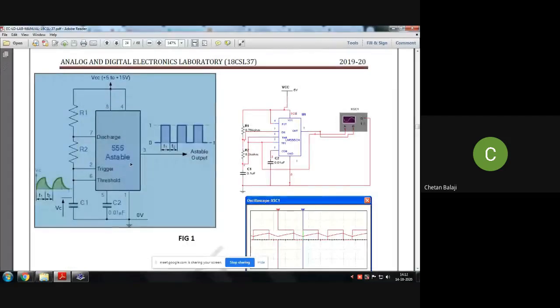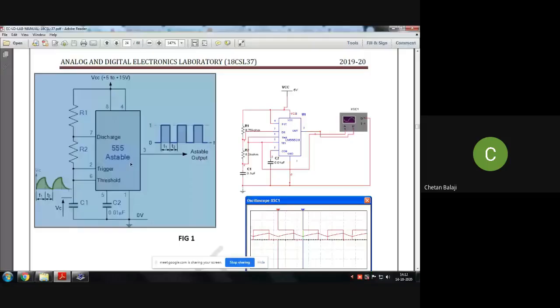What exactly is this? I'll tell you in a couple of minutes. There are two types of ICs in this world, analog IC and digital IC. Analog IC is one which takes analog inputs. Digital IC is one which takes digital inputs, in the form of ones and zeros. Examples of digital ICs are your basic logic gates, AND gate, NAND gate, and all other gates.